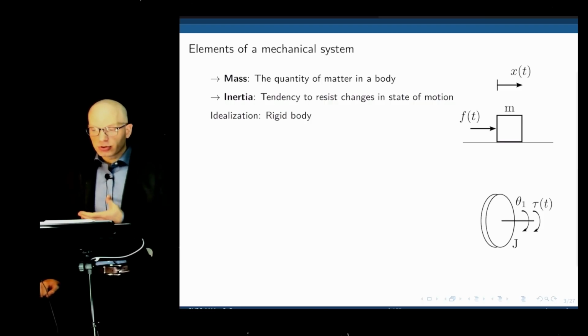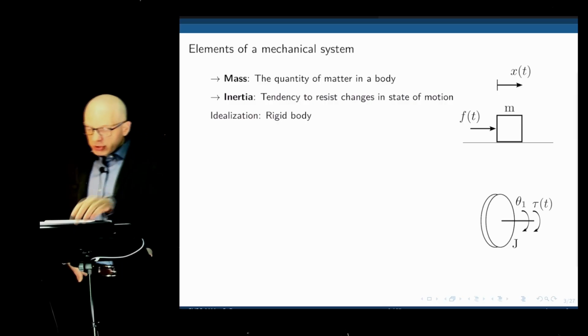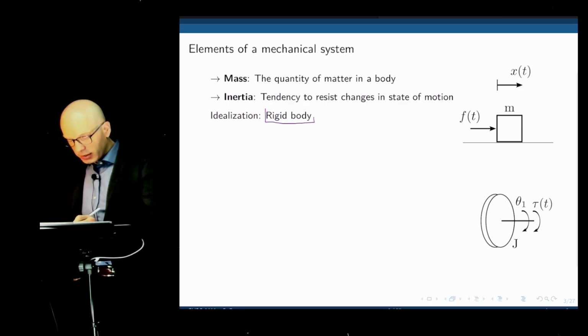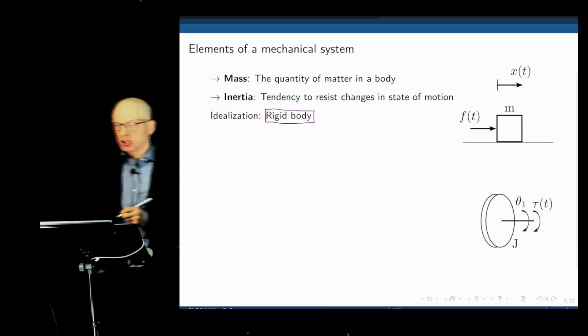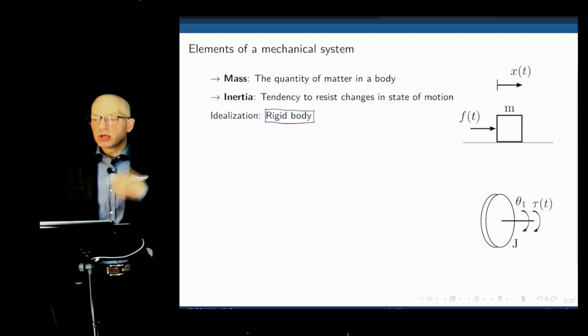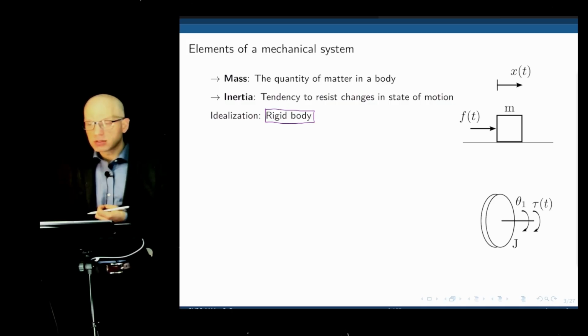The mass is the quantity of matter in a body. A mass will create some inertia, that is a resistance to change in speed, a resistance to change in its state of motion. A rigid body is the assumption we're going to make here. All masses are rigid bodies. They do not change shape. They do not have any sort of stiffness or viscous friction. They do not deform, and their masses are constant.